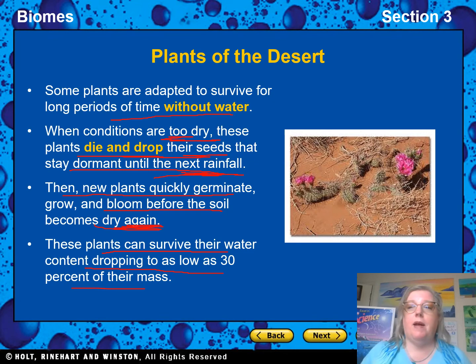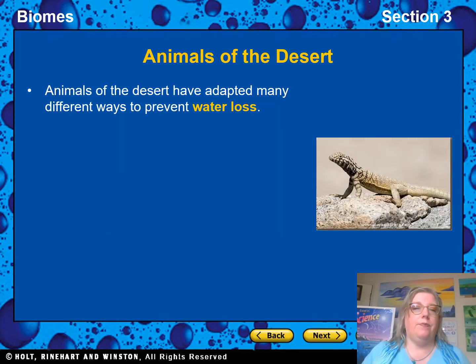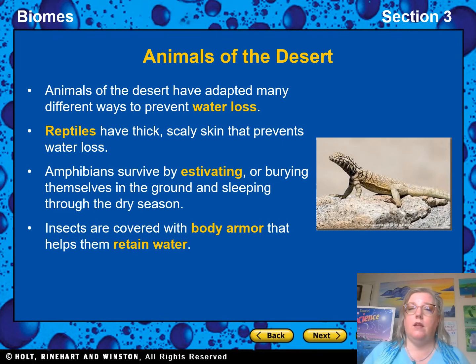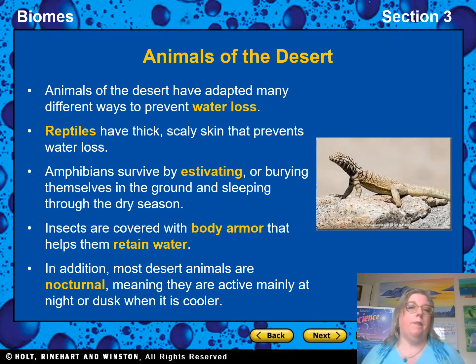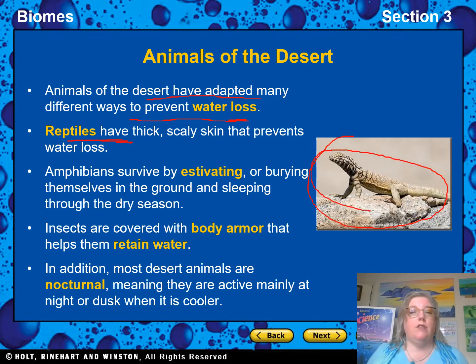So let's see what happens about the animals that live in the desert. All right, so they also have to be adapted to prevent water loss. There are some animals that never drink one drop of water at all. A lot of reptiles will live in the desert. Reptiles are very well adapted for desert life. They have thick, scaly skin that prevents water loss.